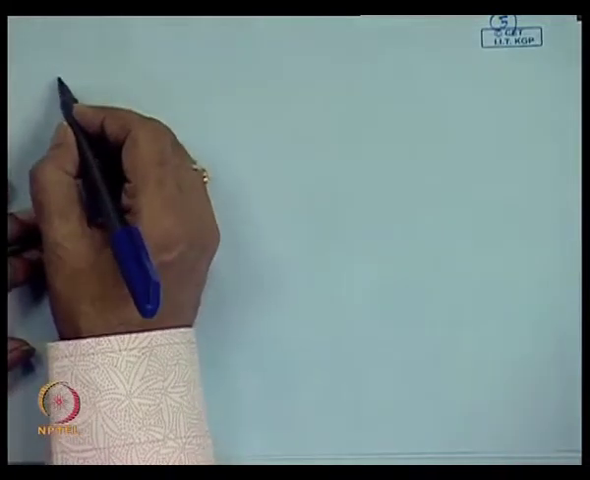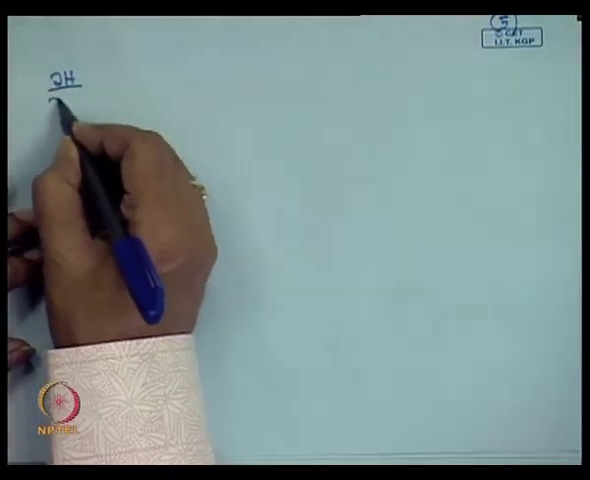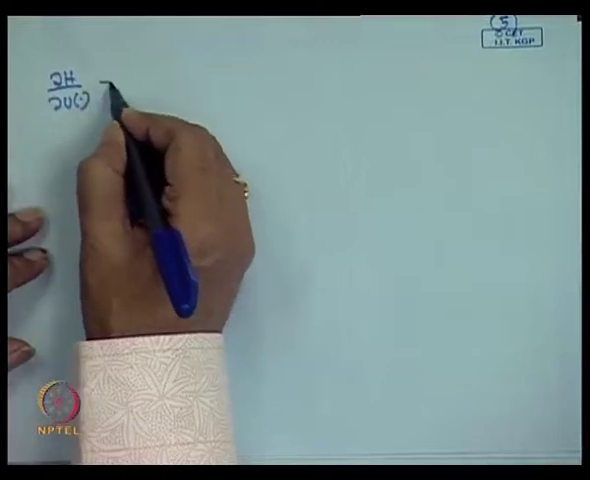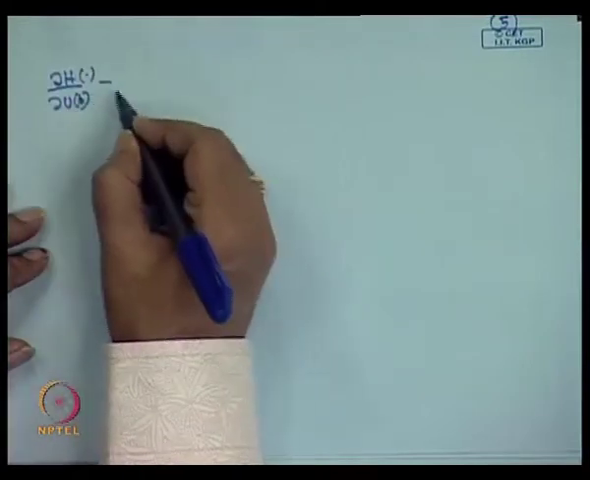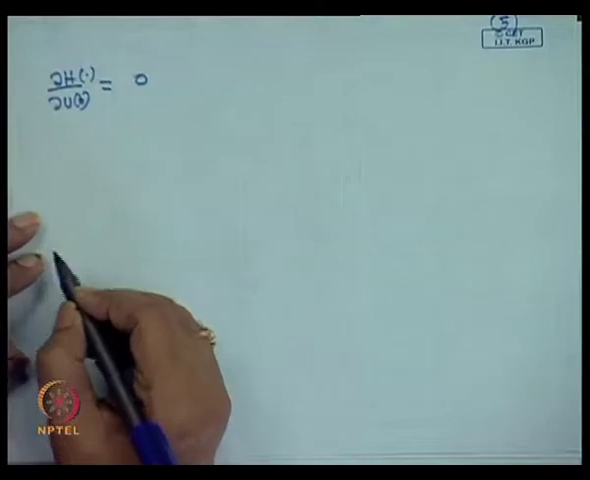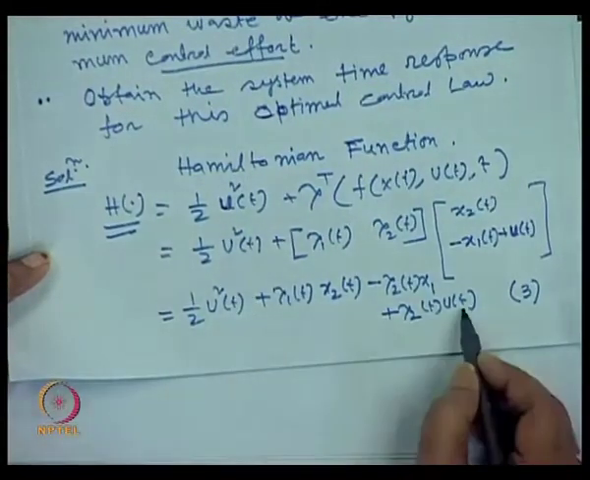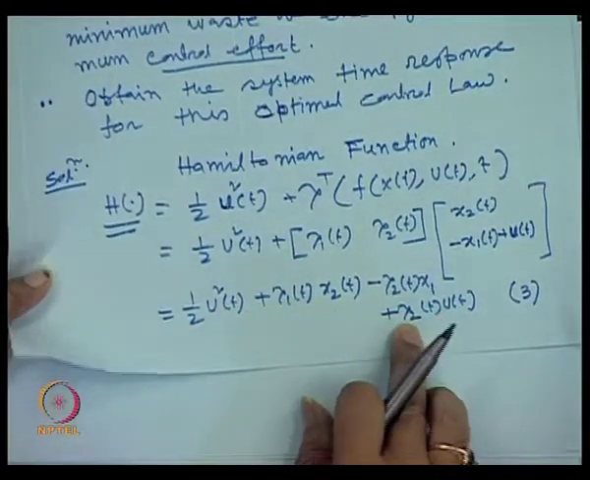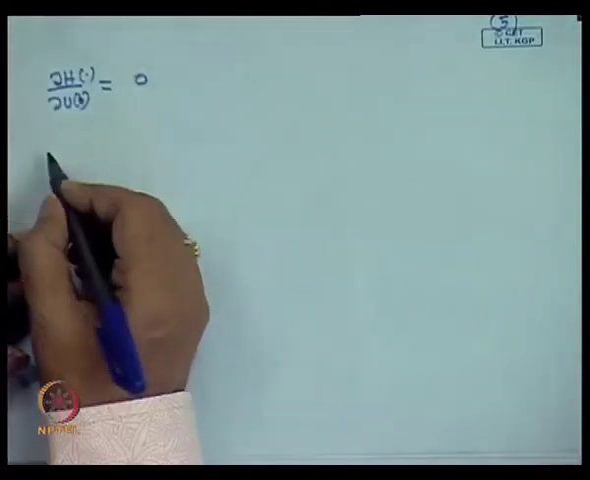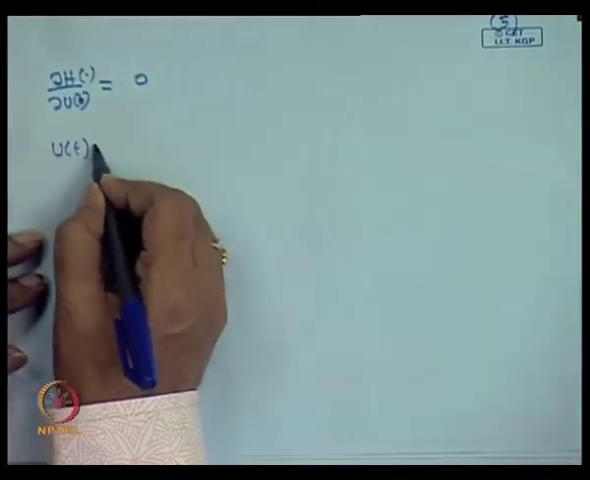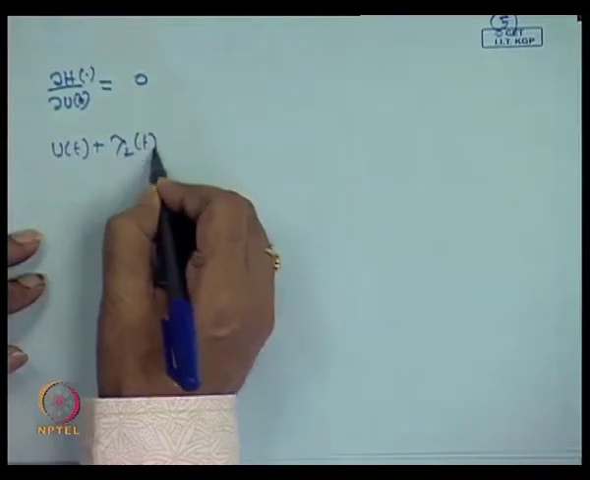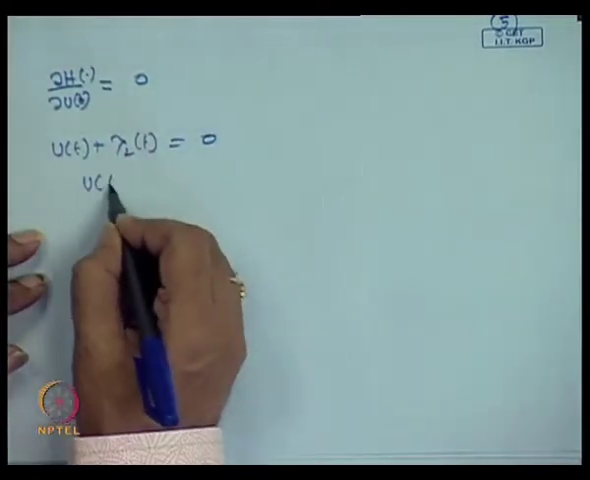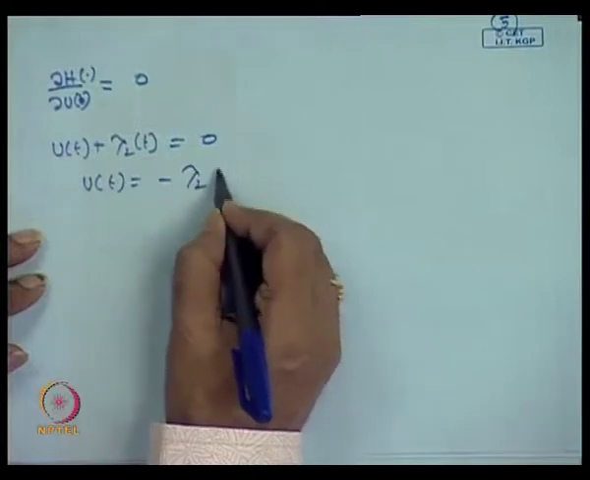Immediately we can find del H del u of t, and this is equal to 0. What is del H del u? The u term is involved here and here. So, this is twice u of t, plus lambda 2 of t, is equal to 0. So, u of t plus lambda 2 of t is equal to 0, and u of t is equal to minus lambda 2 of t.